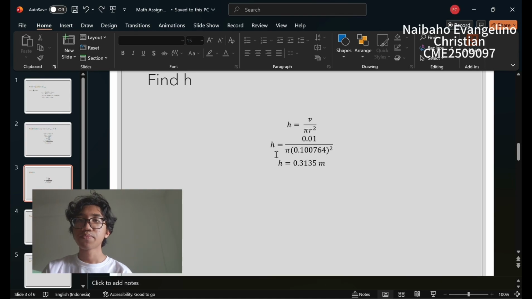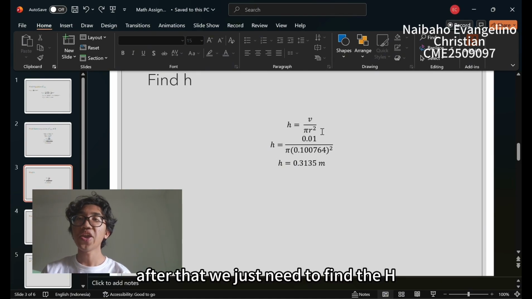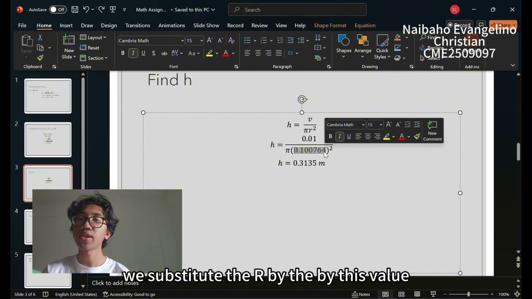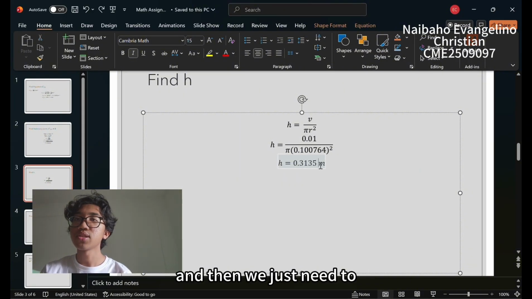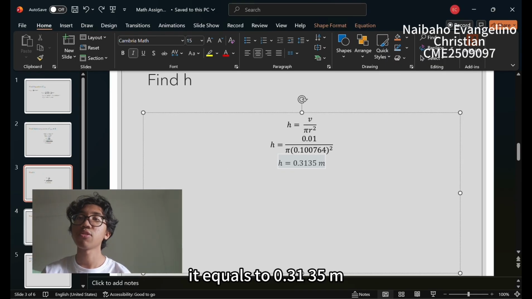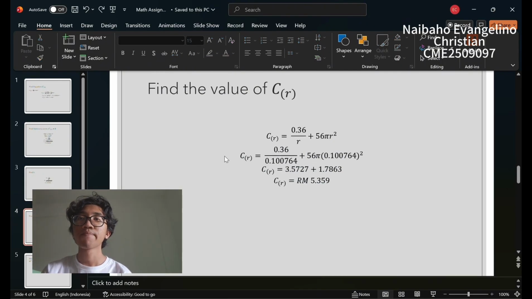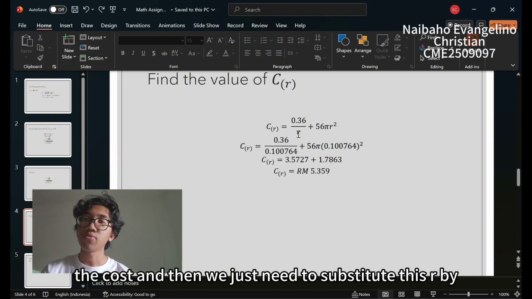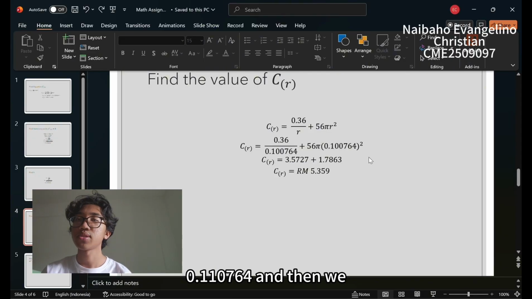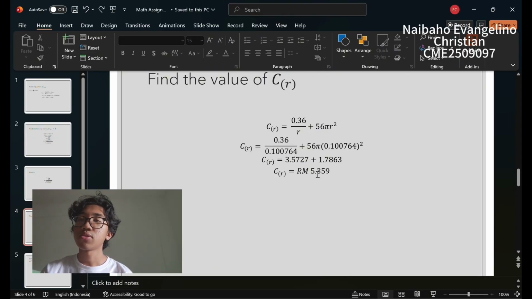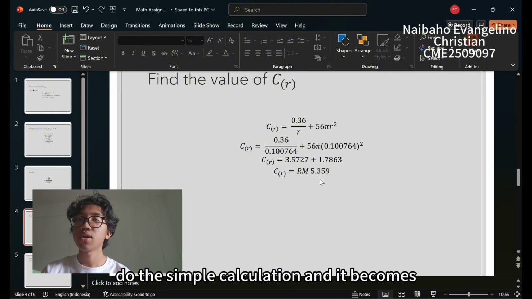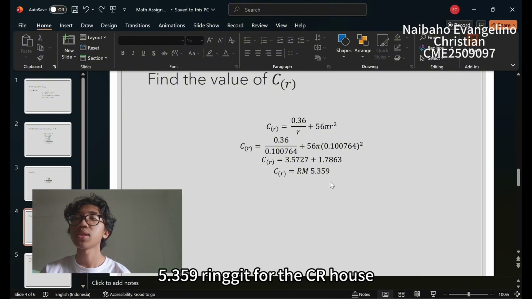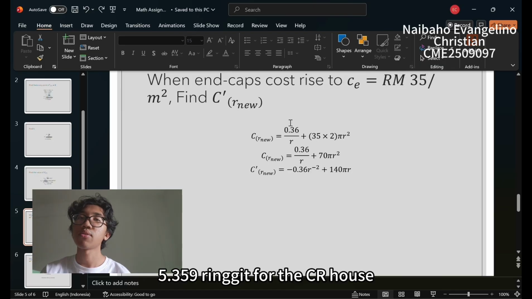0.0764. After that we need to find h. We substitute r by this value and calculate, so we find the height equals 0.3135 meter. After that we need to find the value of C(r), the cost, and we substitute r by 0.0764, do the simple calculation, and it becomes 5.359 ringgit for the cost.